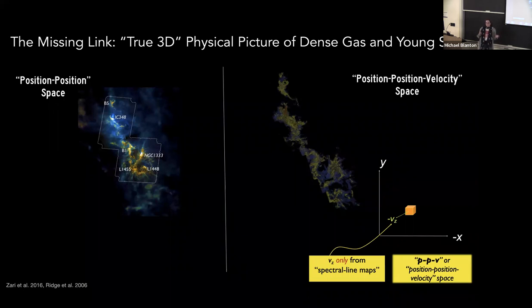And so neither of these views are actual three-dimensional views of the ISM. Does everyone know what the ISM is? Interstellar medium, the gas that forms new stars. Okay, so I'll say ISM throughout the talk. So neither of these views are true 3D views of the ISM, and that's what we're going to be building today.